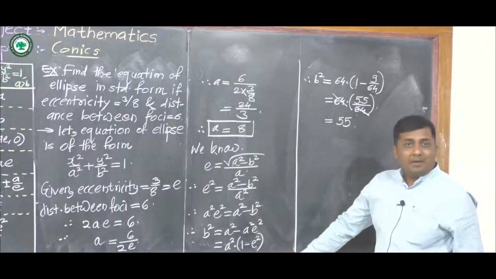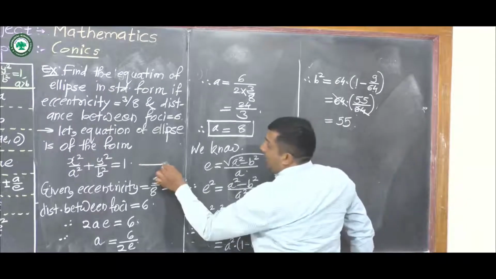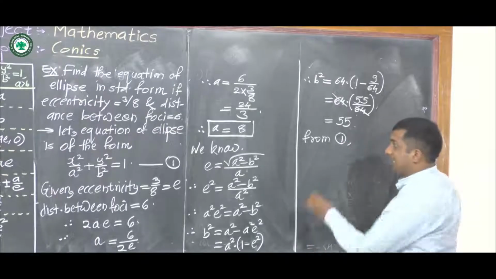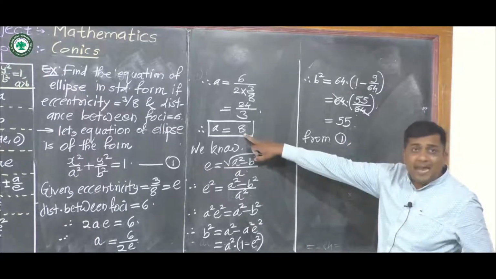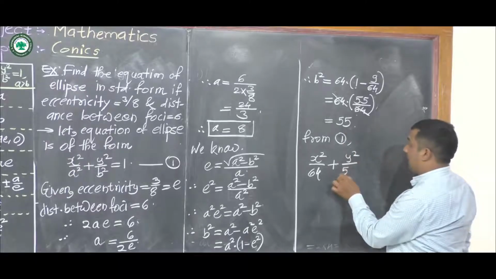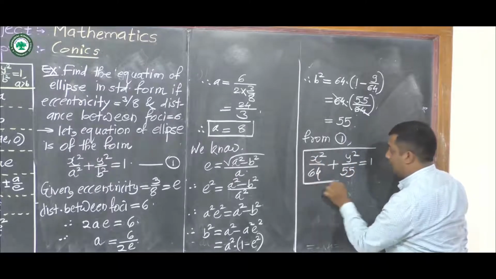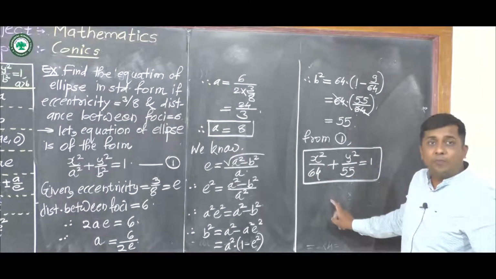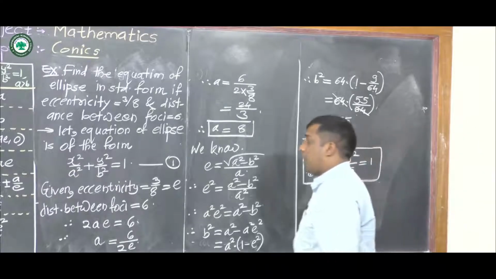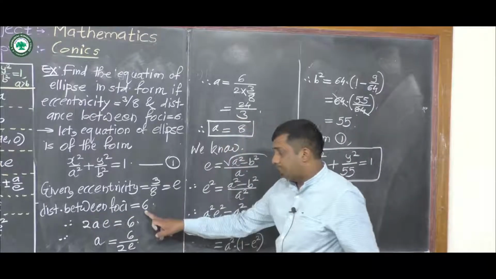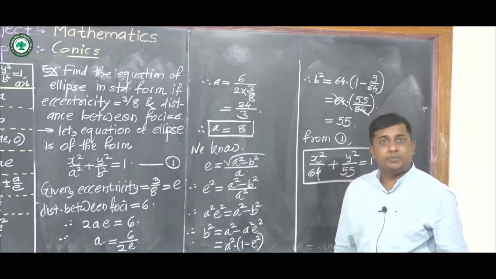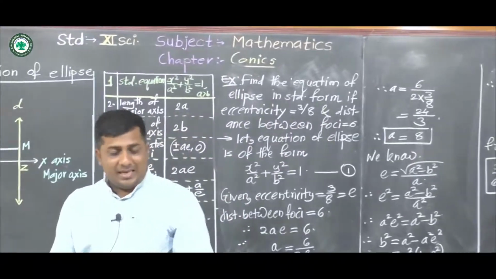Now we know A square, we know B square. So directly from 1 we get the equation of the ellipse: x square upon A square, which is 64, plus y square upon B square. We know B square is 55, and this is equal to 1. This is the required equation of the ellipse. So directly by using our formulae, the distance between foci and E, we find the equation of the ellipse. Okay, now we go with our next example.